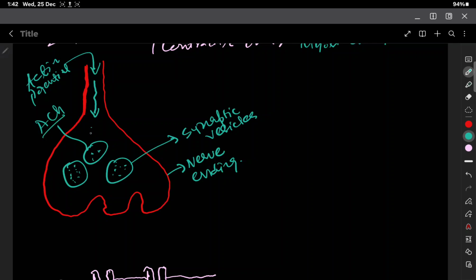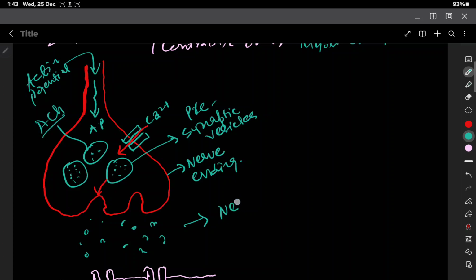So the action potential will reach here. These are the presynaptic vesicles. What will happen is there are other channels also. For example, here there is a calcium channel, Ca2+. When the action potential reaches here, this calcium moves from outside to the inside. When it moves inside, the synaptic vesicle fuses with the membrane. When it fuses with the membrane, there will be a release of acetylcholine. So this is the acetylcholine, and this is the neuromuscular junction.